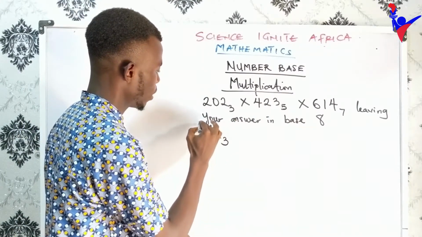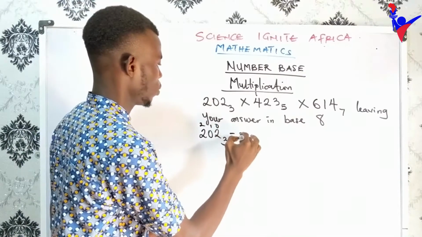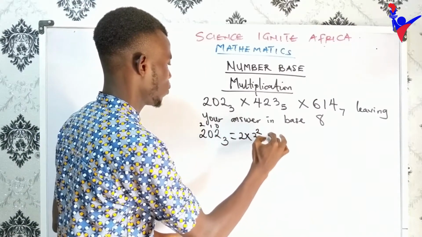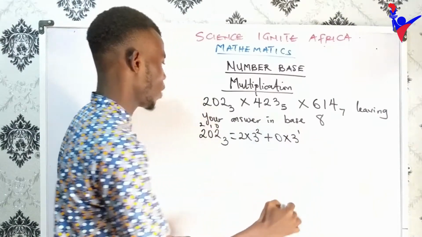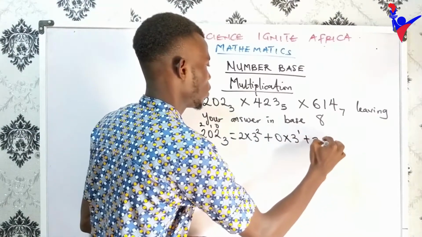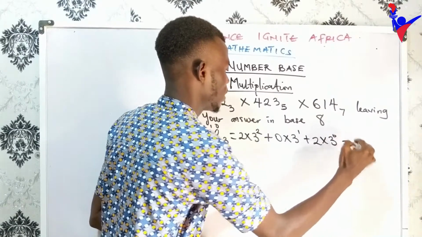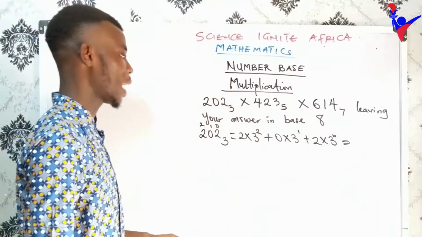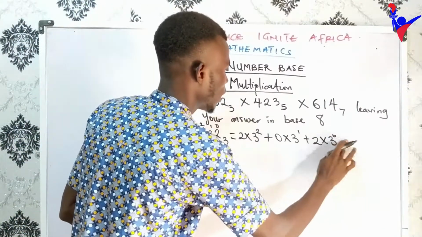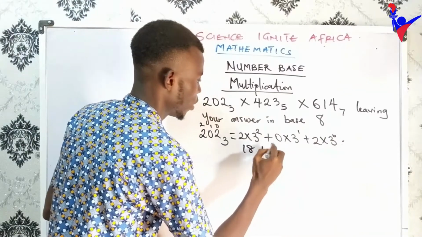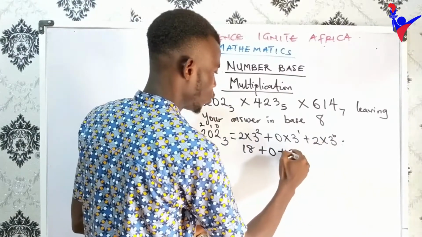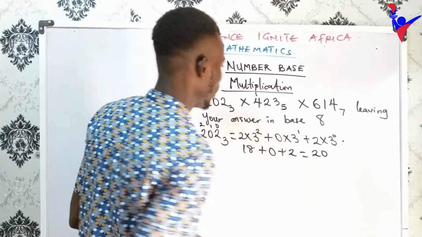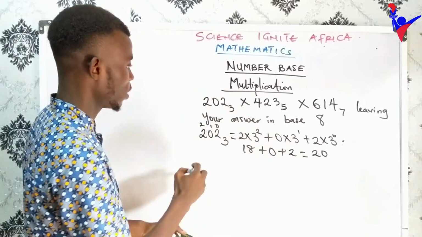So we have to convert this also to base 10. That will be 2 times 3 raised to the power of 2 plus 0 times 3 raised to the power of 1 plus 2 times 3 raised to the power of 0. 3 raised to the power of 2 is 9. 9 multiplied by 2 gives us 18, plus automatically this one will be 0, then this one will be 2. Then we have 20. Alright, moving over to the next one.